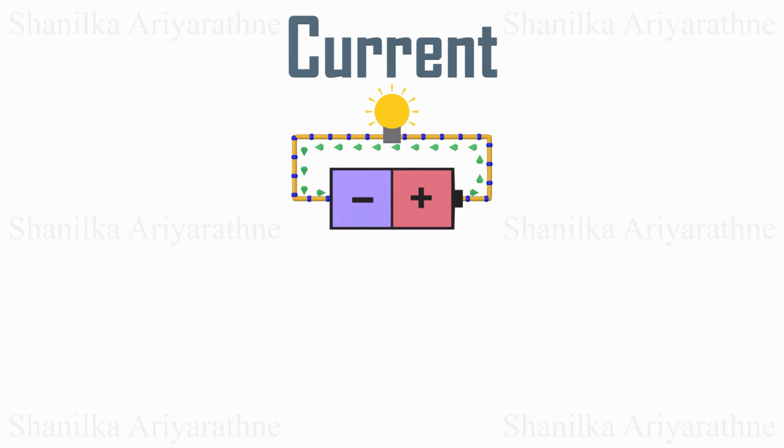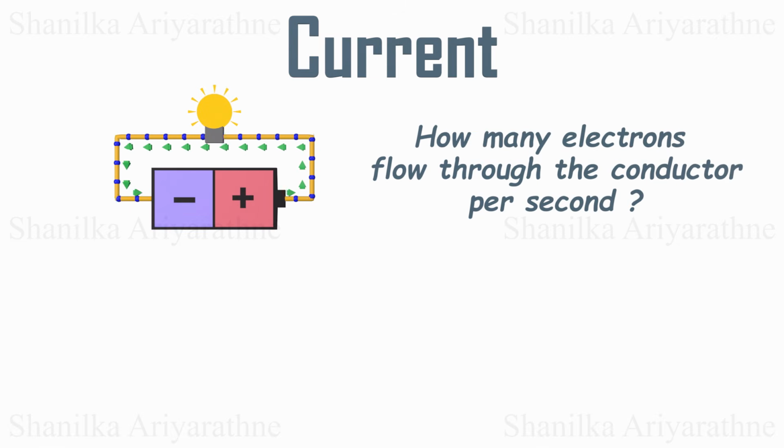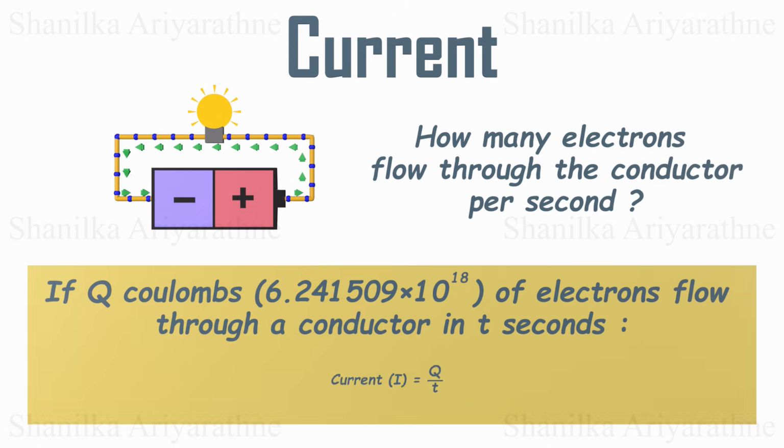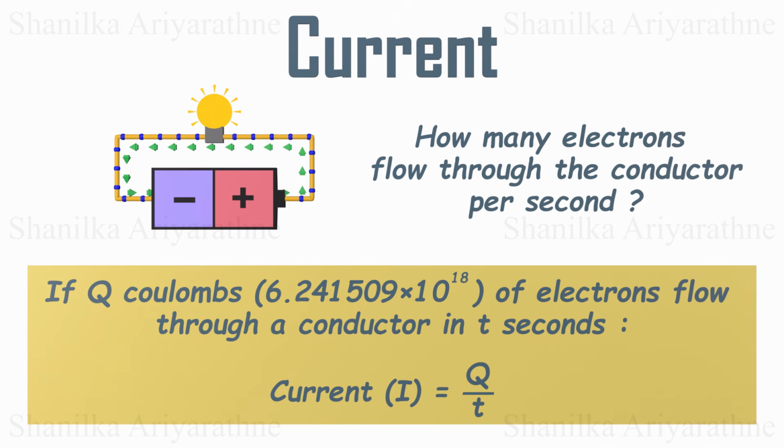Now let's move on to the current. We define the amount of current by counting how many electrons flow through the conductor per second. If Q coulombs of electrons flow through a conductor in T seconds, the current is calculated as I equals Q over T.